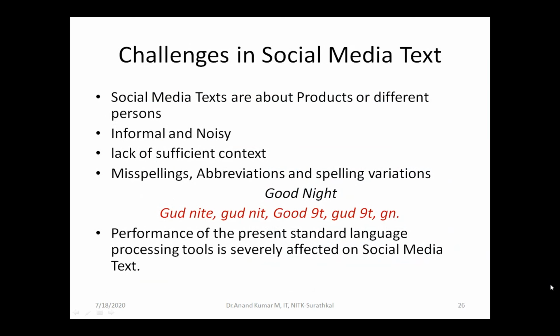Initially, you know that Twitter contained only 140 characters. Now it's increased to 280 characters. So you are forced to fit into 140 or 280 characters, and at that time you may miss some of the context. So there is a lack of sufficient context, and only a little information will be there. These are the challenges when you are analyzing the text content.